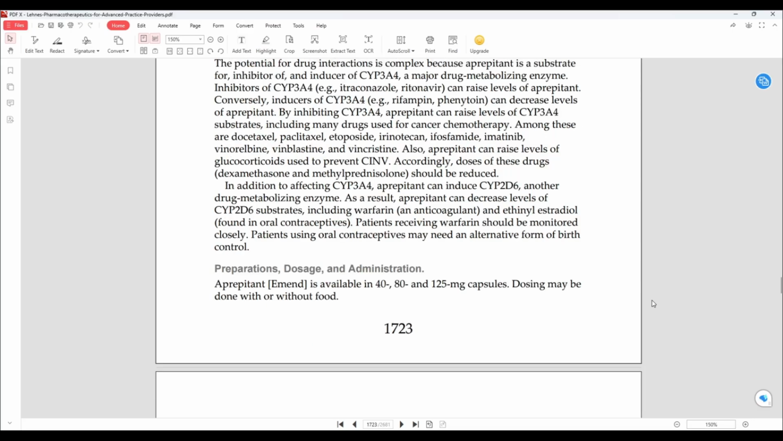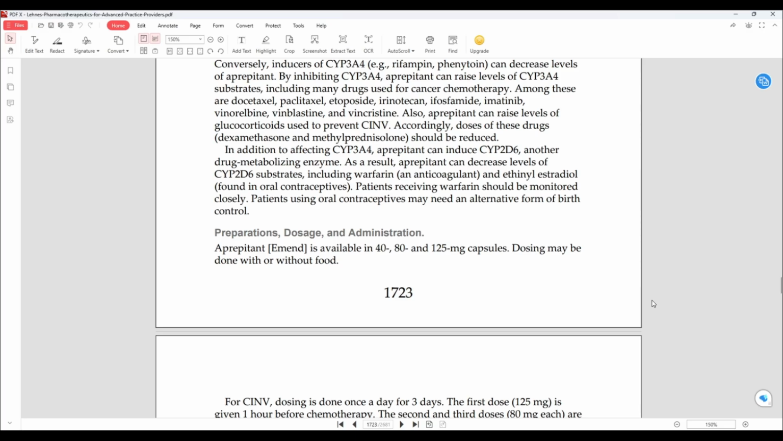In addition to affecting CYP3A4, aprepitant can induce CYP2D6, another drug metabolizing enzyme. As a result, aprepitant can decrease levels of CYP2D6 substrates, including warfarin and ethinyl estradiol. Patients receiving warfarin should be monitored closely. Patients using oral contraceptives may need an alternative form of birth control.